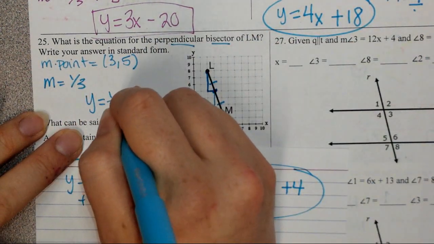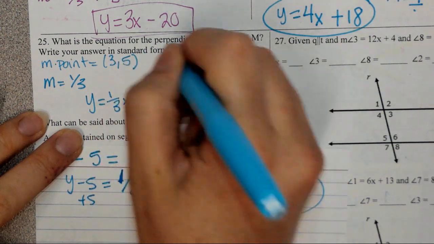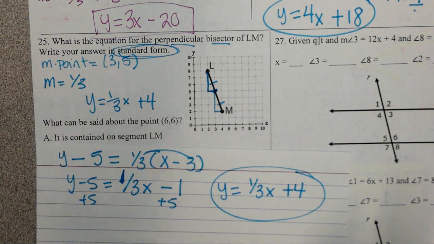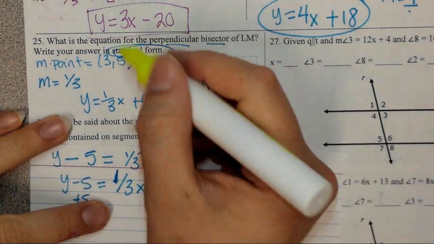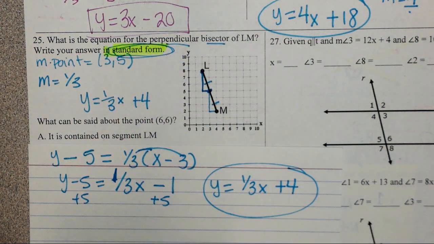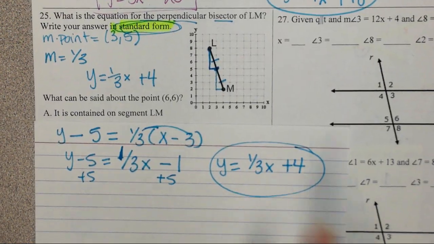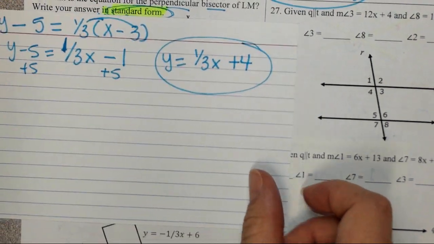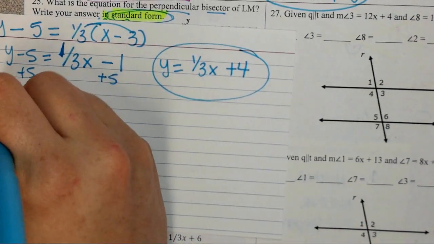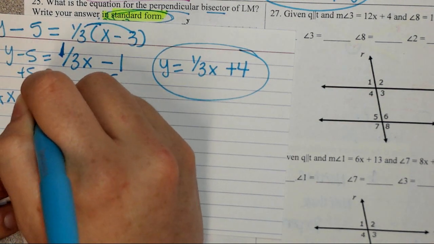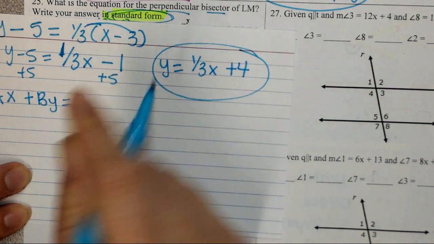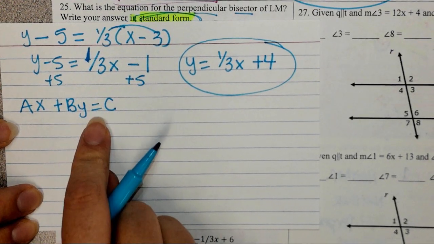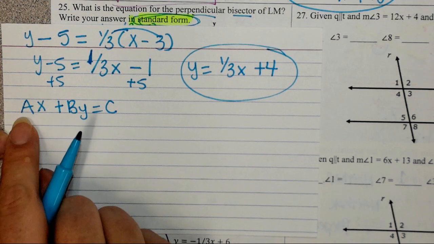Oh, that's right. But part 2, it doesn't want it in y equals form, it wants it in standard form. All right, so now we've got to take this equation and convert it to standard form. Standard form is an equation written in the form ax plus by equals c. A, b, and c need to be integers, and a needs to be positive.